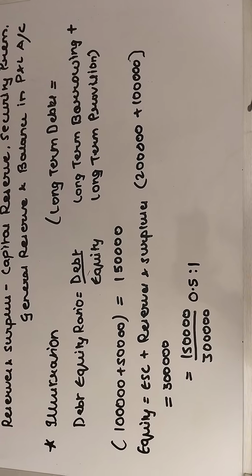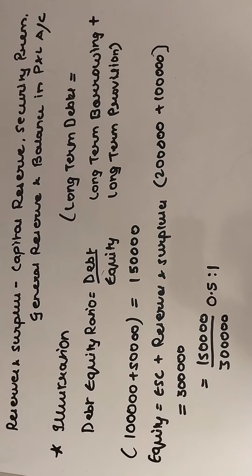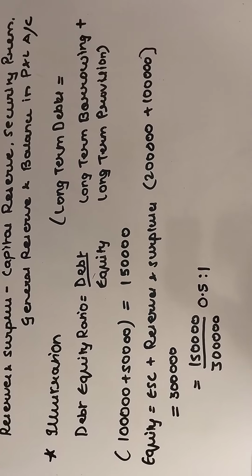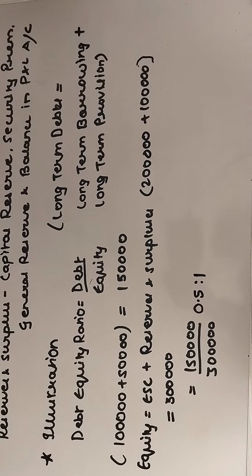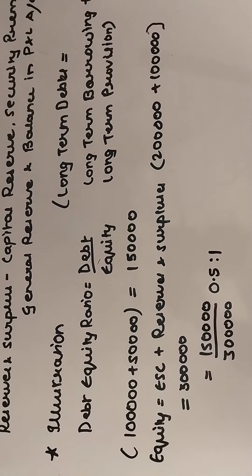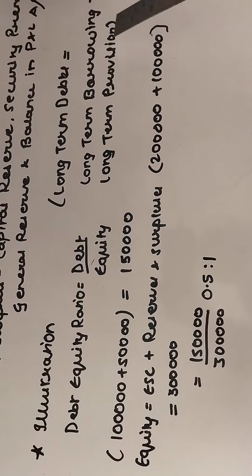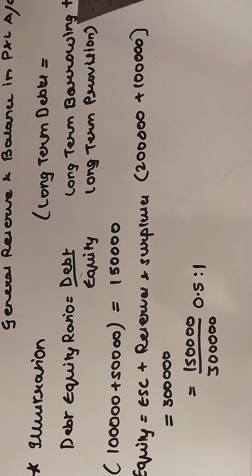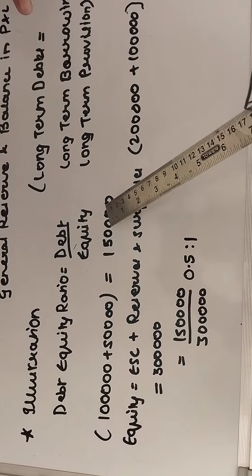We have taken figures like this: long term borrowings and long term provisions. Sorry, I made a mistake. Yes, long term debts: long term borrowings we find 1 lakh and long term provision 50,000, total 1 lakh 50,000.